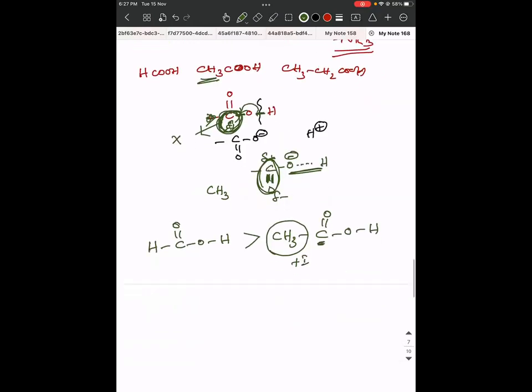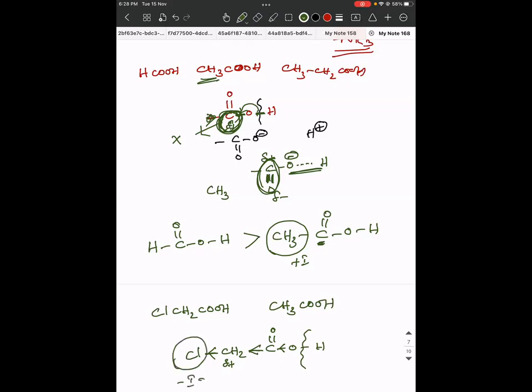Okay, now one more example and we will complete. ClCH2COOH. Now you compare it with acetic acid. Which is more acidic? ClCH2COOH is more acidic. When you think, this chlorine will withdraw the electron. So due to that, what will happen? This becomes positively charged. When it is positively charged, it will pull the electron like this. Then this becomes a weak bond. It goes very easily.